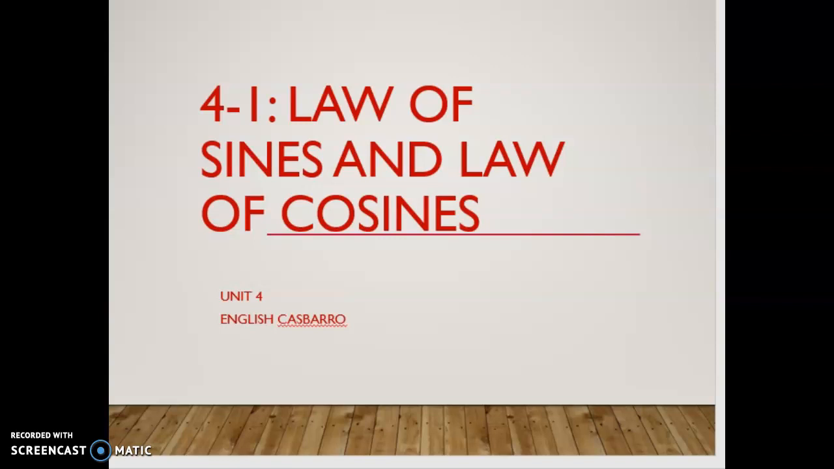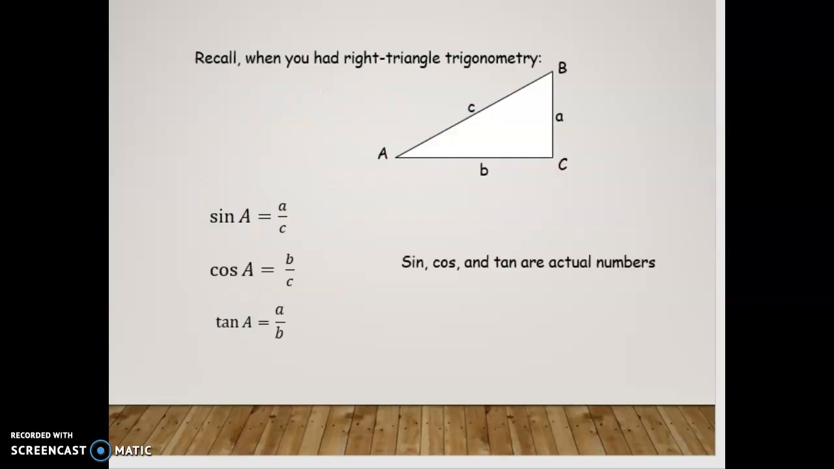This is 4.1, the law of sines and law of cosines. If you will recall, when you had right triangle trigonometry, there was angle A, angle B, and angle C. And the side opposite the angle was always named the little a, side of A, and the little b and little c. So it was the side opposite the angle that got the same letter.